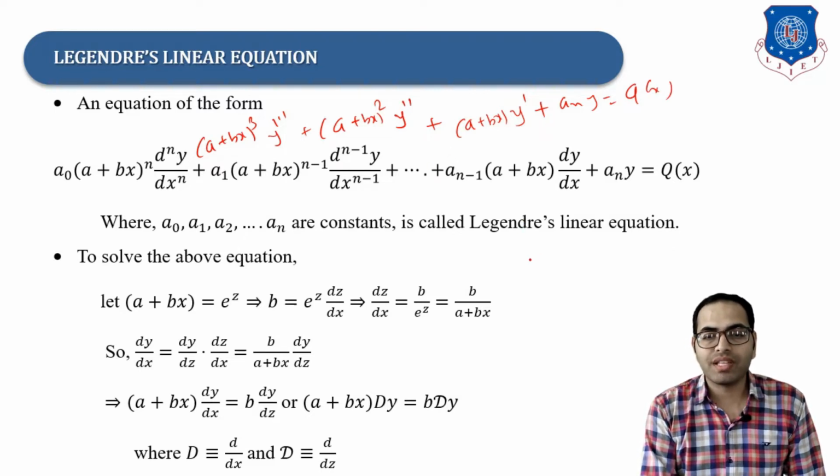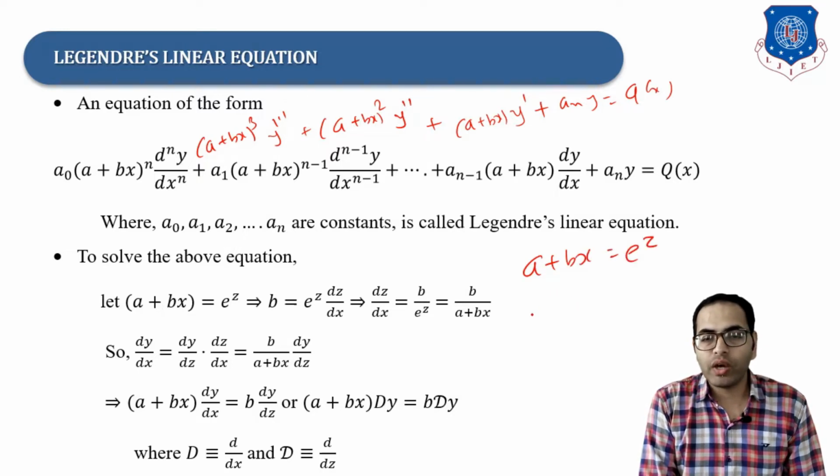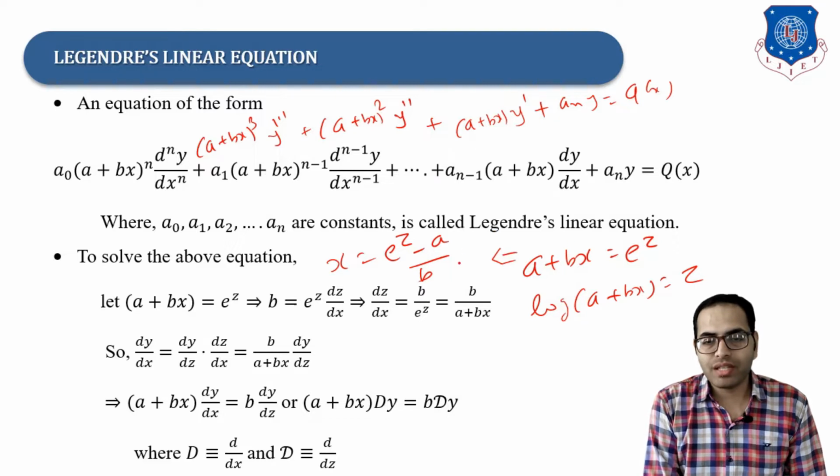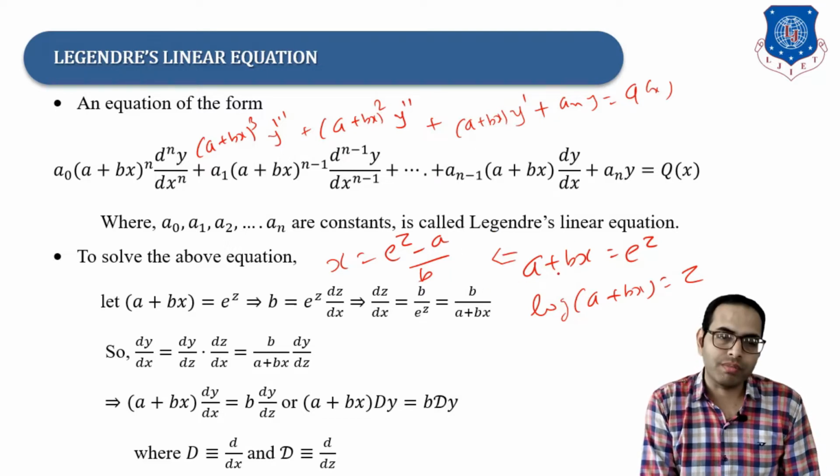For such an example, what we have to do is assume a plus bx equal to e raised to z. Now taking logarithm on both sides, log of (a plus bx) equals z. Now making x the subject, x equals (e raised to z minus a) upon b. We require these things to solve the problems.